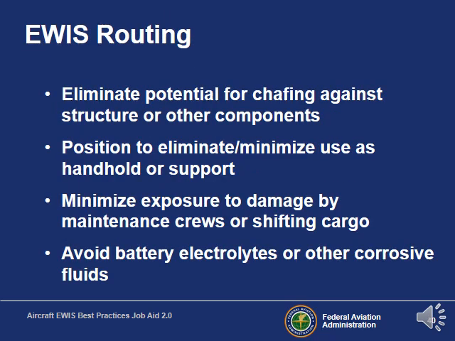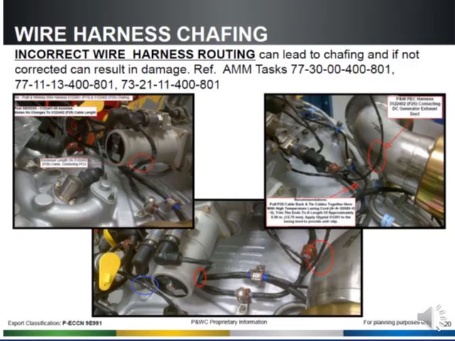Another thing to consider is EWIS routing. Wires should be routed throughout the aircraft so that we can eliminate the potential that they have for chafing against other structures or components. They should also be eliminated from potentially being used as a handhold or a support. They should not be exposed to damage from maintenance crew or shifting cargo, and also from exposure to battery electrolytes or other corrosive fluids. For example, you can see here this is from a Pratt & Whitney best practices.